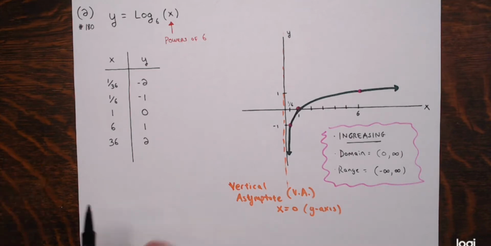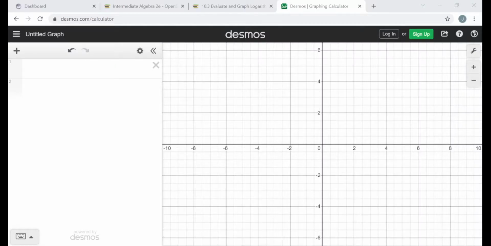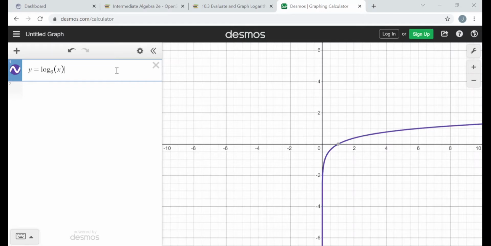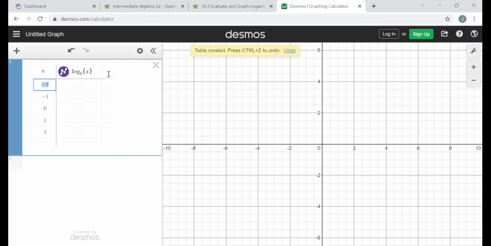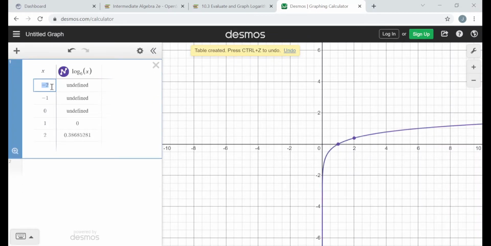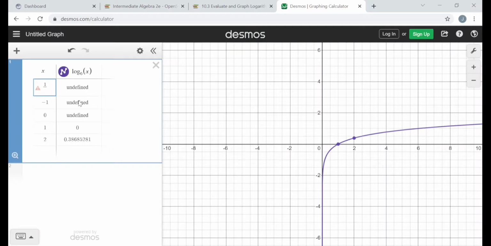Great. And again, let me show you on the Desmos site this same function. So we're given y equals the log base 6 of x, right? And see that graph. And again, I can put a little table up in it. And once again, notice for -2 undefined, -1 undefined, 0 undefined. Has to be positive, right?